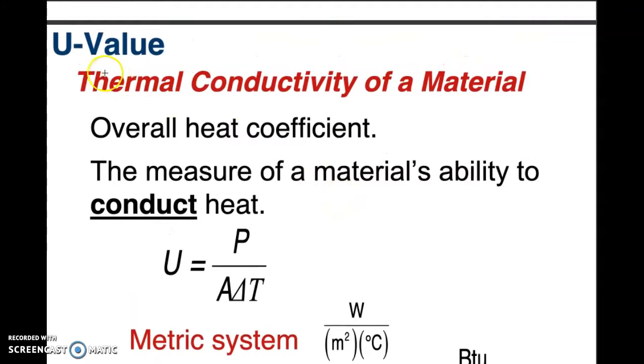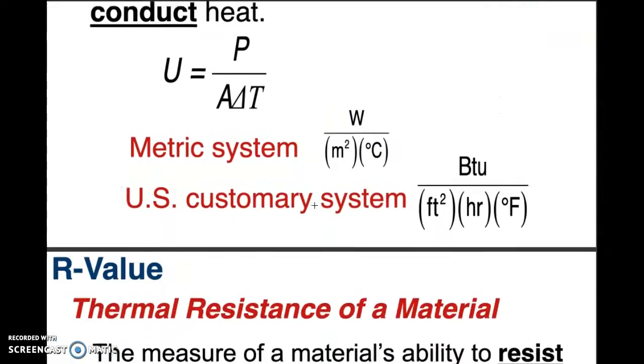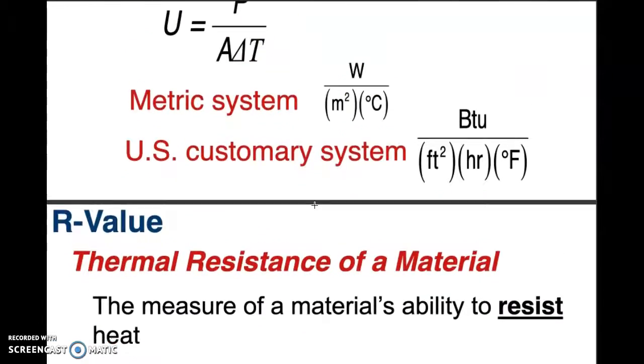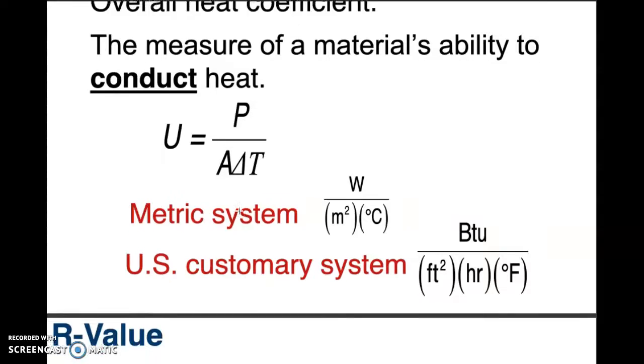Then there's this thing called U value, and it's an overall heat coefficient, which means it is how well a material can conduct heat. So like I was saying, metals are going to have a much better U value. If you had an insulator, it would have a very low U value.